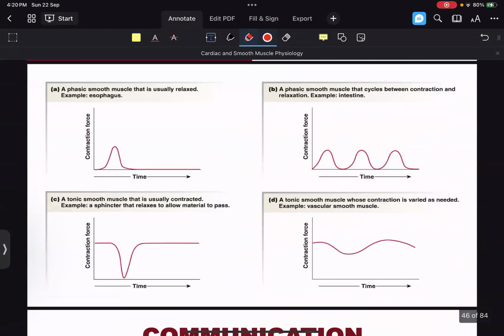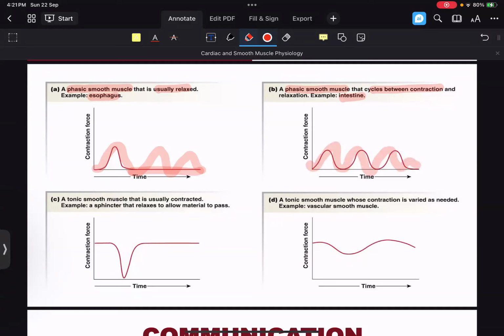And then he gave you 4 different graphs. I honestly don't know how he would ask you about this. I don't think we've ever gotten a question on these graphs, but we can just go over them. They're just examples. Here you have a phasic smooth muscle that is usually relaxed, your esophagus. Your esophagus is not constantly undergoing peristalsis. It's usually relaxed until you get food, and then that's when the wave starts to happen. And then you have a phasic smooth muscle that cycles between contraction and relaxation, like in your small intestine, which is constantly contracting and relaxing.